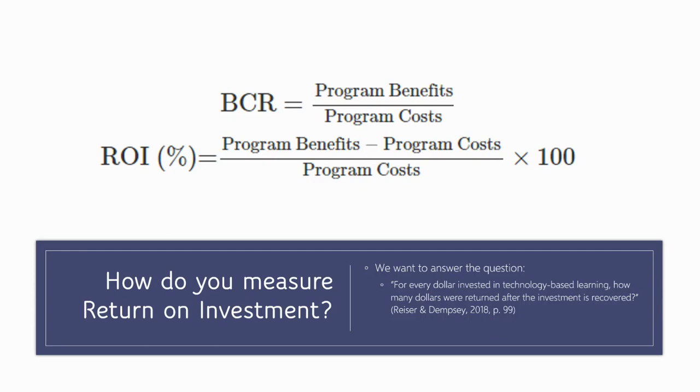Now we'll discuss how you can measure return on investment. Reiser and Dempsey tell us that using the return on investment helps us answer the question, for every dollar invested in technology-based learning, how many dollars were returned after the investment is recovered? They then give us two equations that have been used to provide indicators of investment success. The first equation given is the benefit-cost ratio. The benefit-cost ratio compares benefits to cost, whereas the return on investment presents the earnings or net benefits as compared to the cost. The other difference is that the benefit-cost ratio is presented as a ratio, whereas the return on investment is presented as a percentage.